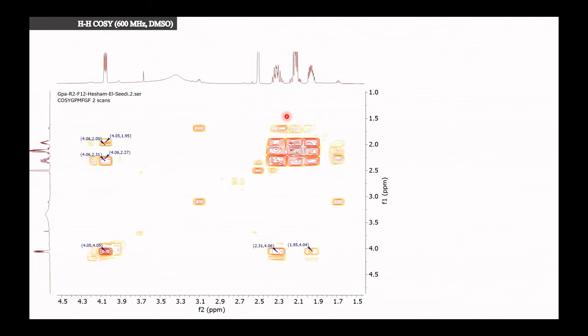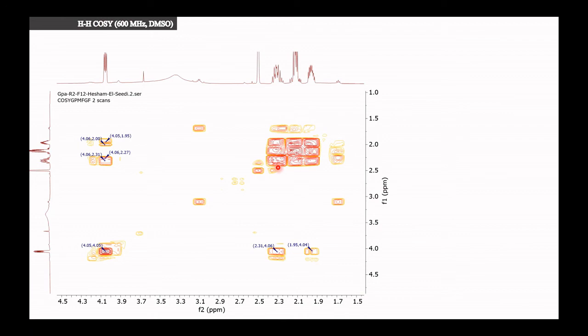Now I will take you to another two-dimensional. What does two-dimensional mean? It means that you will have two spectra. Look, first spectra, second spectra, and both are chemical shift in the range of proton NMR. It means that you correlate proton with proton. We call it COSY, which means proton-proton correlation spectroscopy, because you correlate two spectra together.